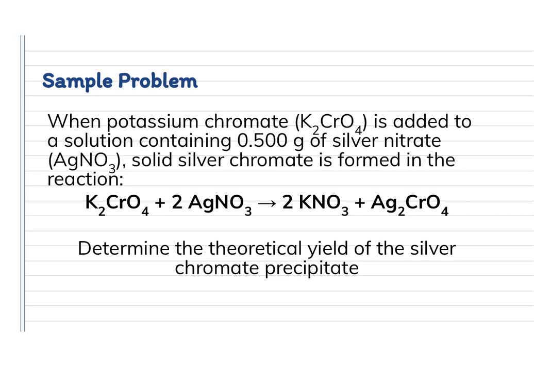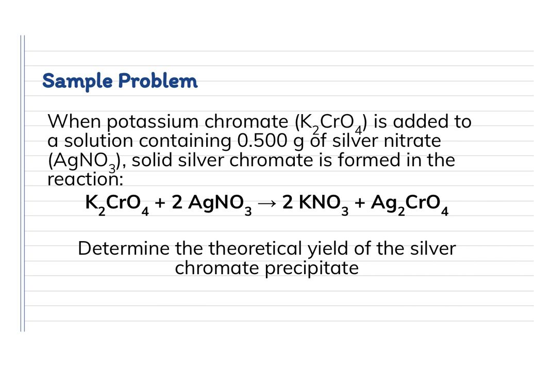So how we would actually use this in an actual problem. So I'm not going to write anything necessarily down for solving it here. We're just going to look through this and kind of break it down. So when potassium chromate is added to a solution containing 0.500 grams of silver nitrate, solid silver chromate is formed in the reaction. So we can see here that solid silver chromate is right there.